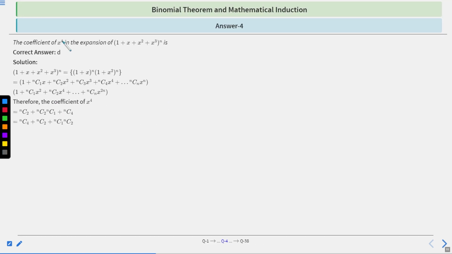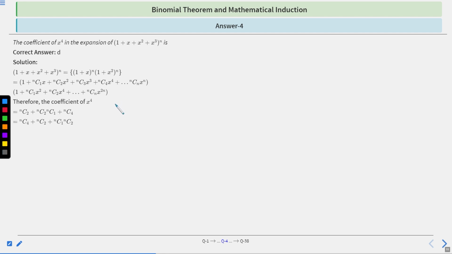Okay. The coefficient of x to the power 4 in the expansion of this is. So let's calculate. (1 plus x square plus x cube) to the power n can be written as (1 plus x) to the power n into (1 plus x square) to the power n. And it can be expanded as 1 plus nc1 x plus nc2 x square plus nc3 x cube plus nc4 x to the power 4 till ncn x to the power n, into 1 plus nc1 x square plus nc2 x to the power 4 till ncn x to the power 2n.